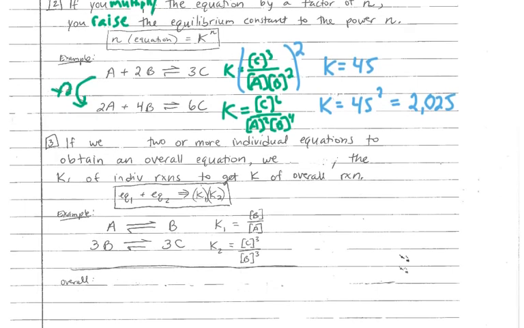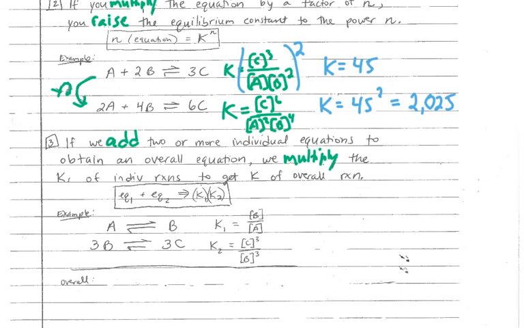Alrighty, the third rule has to do with adding equations together. If we add 2 or more individual equations to obtain an overall equation, then what we need to do is multiply the K's, the equilibrium constants of the individual reactions. So the rule is in this box here. If we add equation 1 and equation 2, then we multiply the equilibrium constant from equation 1 times the equilibrium constant from equation 2.